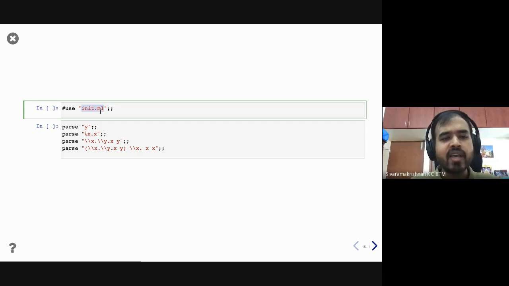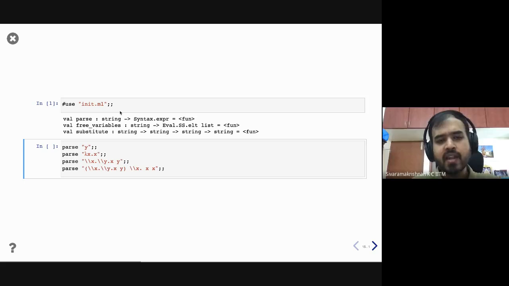I'm just loading that file and executing whatever OCaml is in that file using use. Okay. So when I run that, I bring 3 functions into scope. That file has 3 functions defined. So let's ignore these 2 for the moment. The first one is parse, right?